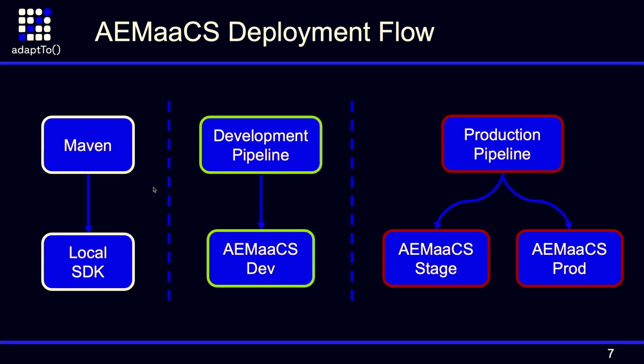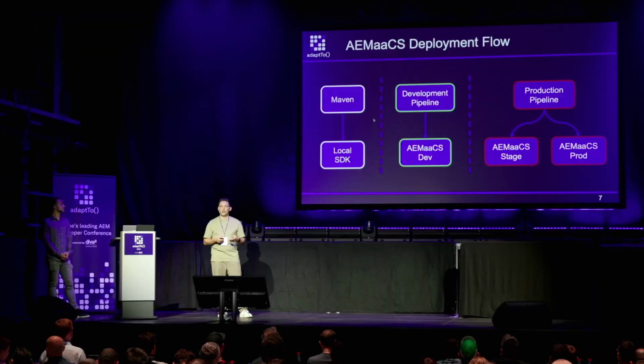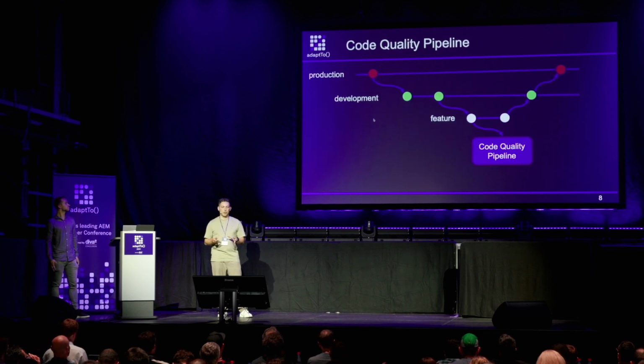How does this look if we deploy this code? If you're working locally and you start with the archetype, of course you're using Maven, and then you're deploying to your local SDK. The same goes for the deployment in the cloud service environment. You have the Cloud Manager, which picks up your development pipeline to the dev environments, and the production pipeline goes to the staging, and then to the production environment. This should all be known.